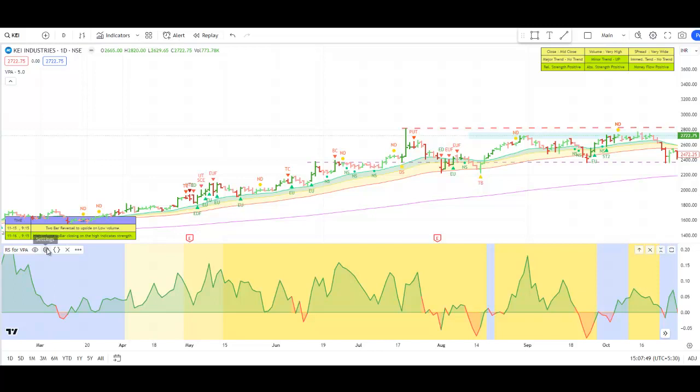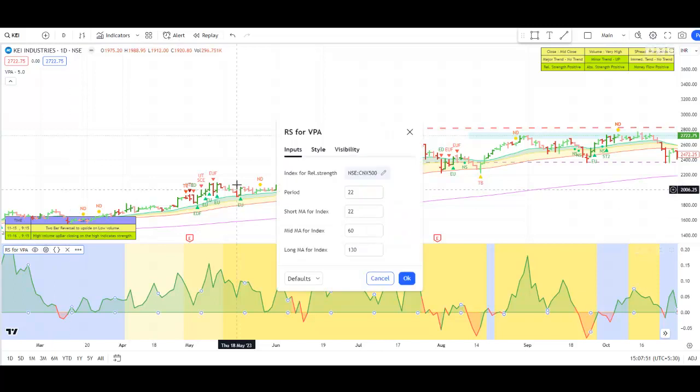Again, we go to the settings, indicator settings. You can see input style and visibility. And you can see here short MA for index, mid MA for index, and long term MA for index. The standard is 22, 60, and 130. This is ideally suitable for the daily time frames. But as you go down in your time frame, you may have to experiment with it and get the right numbers suitable for your trading.